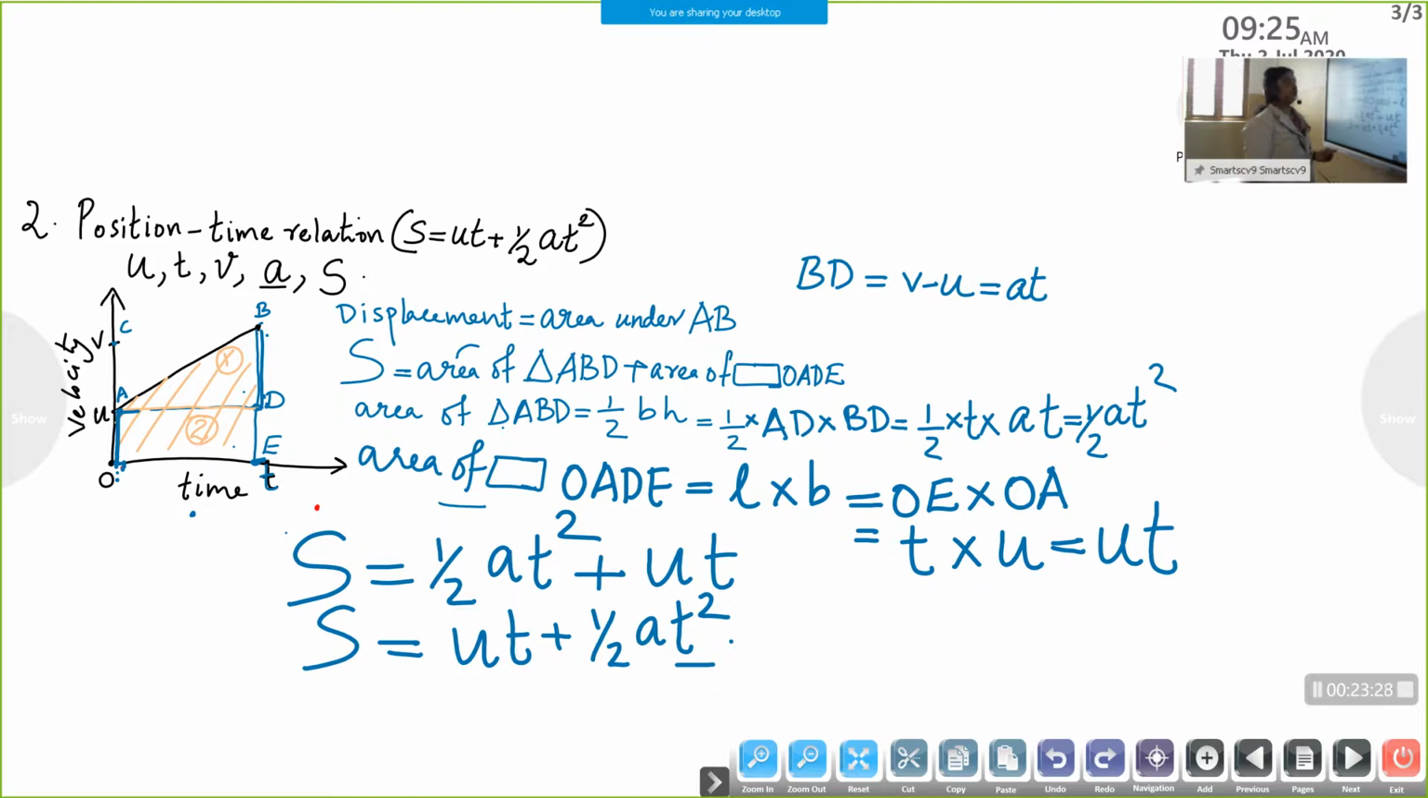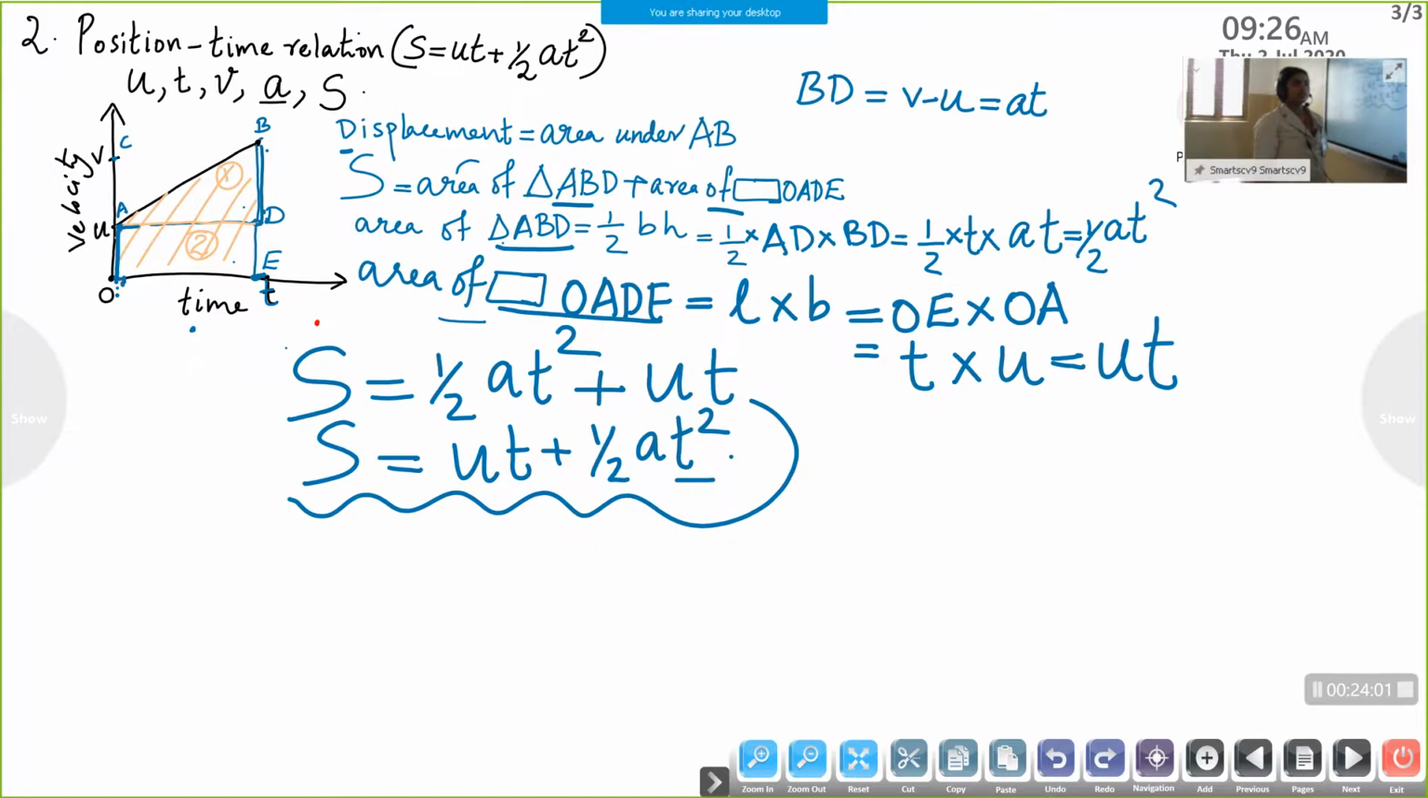Okay. Now I am going to the third equation of motion. Once again, in the second equation you have to introduce in the same manner, then you have to find out the displacement. We have to find the displacement by taking the area under the graph, and here I am dividing this shape into two, that is triangle and rectangle, and area of triangle you have to find out, and area of rectangle, then substitute, and we will get the equation S is equal to UT plus half AT square. Today itself you have to practice this, then it will be okay for you.